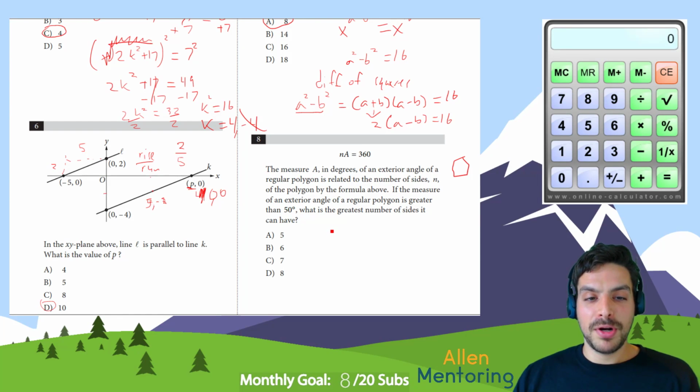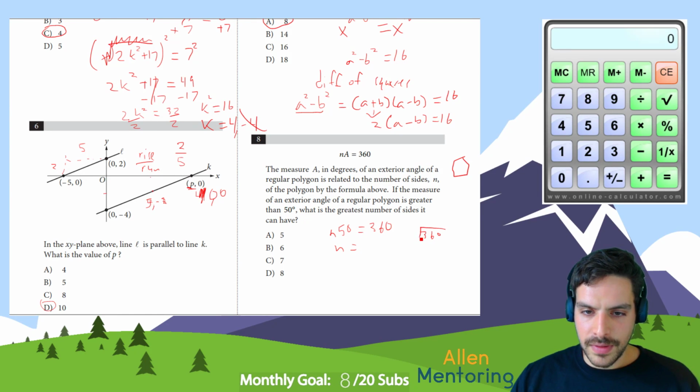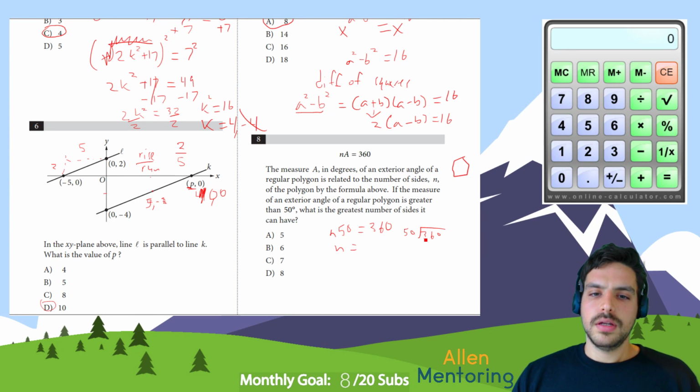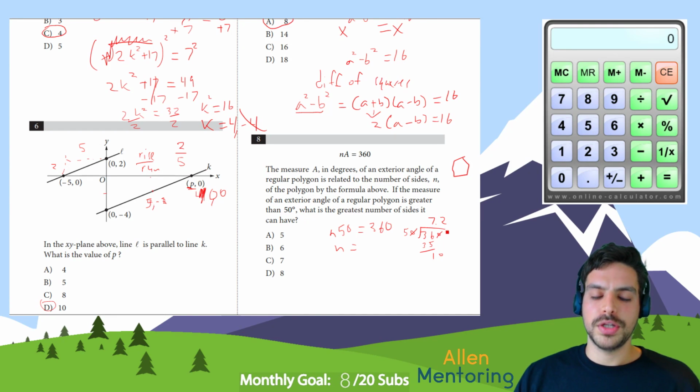Let's see what it is if it's exactly 50 degrees. So if n times 50 is equal to 360, how many sides does it have? Well, we just do 360 divided by 50. We can cut off the zeros at the end, you could always do that. And then what is 36 divided by 5? It's going to be 7 point, all right, so subtract 35 here, and you drop down the 0, so it's going to be 7.2.